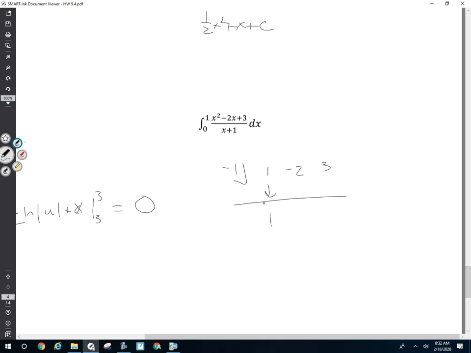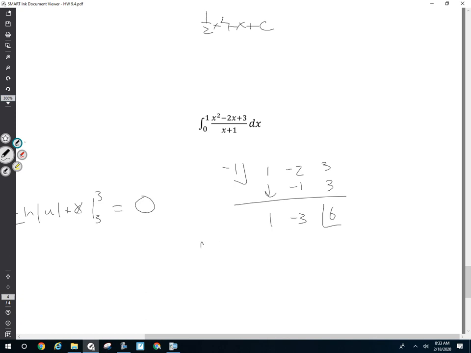So negative 1 times 1 is negative 1. Add these two, that's negative 3. Multiply, this is 3. Add, this is 6. So a remainder of 6. Let's think, x squared minus 2x plus 3 is x... no, that can't be factored. Okay, so that's my remainder.